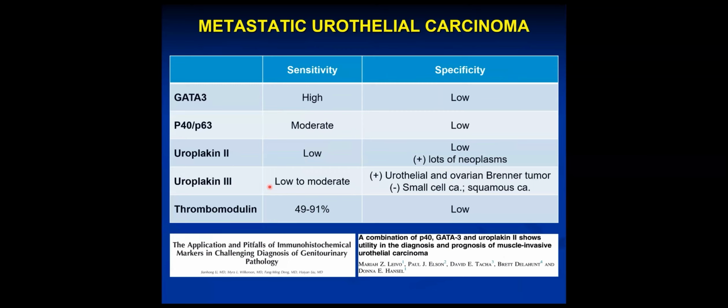Regarding urothelial origin, GATA3 proves sensitive, but we know it's not a specific marker. So a panel of markers such as P40, uroplakin-2, uroplakin-3, and thrombomodulin can be included for this purpose.